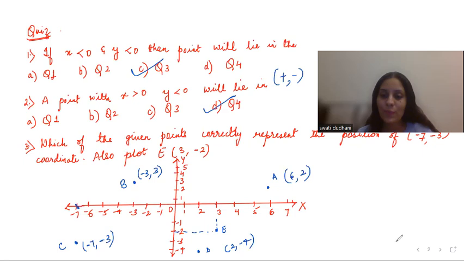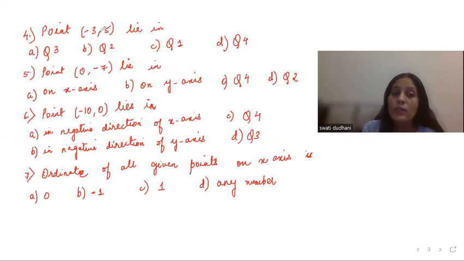This was about plotting. Now next, point -3, 5 lies in which quadrant? When one coordinate is negative and the other is positive, it will be in either the second or fourth. Here the x coordinate is negative, so it is in the second quadrant. Next, 0, -7. If one of the coordinates is 0, it will definitely lie on an axis. Since the x coordinate is 0, it lies on the y-axis. So the second option is correct.